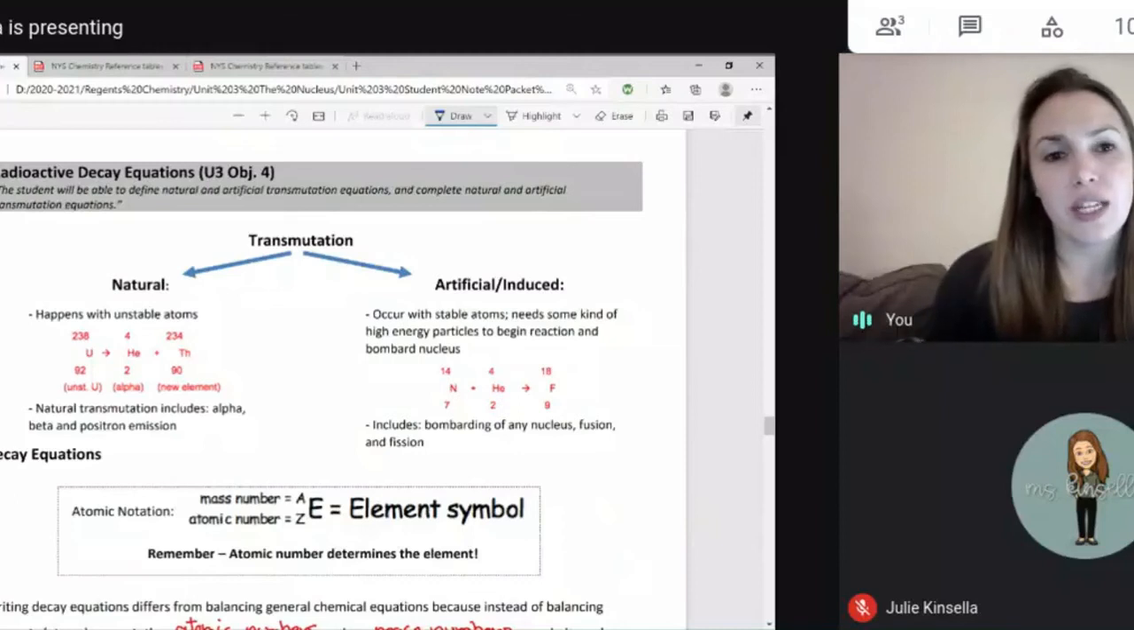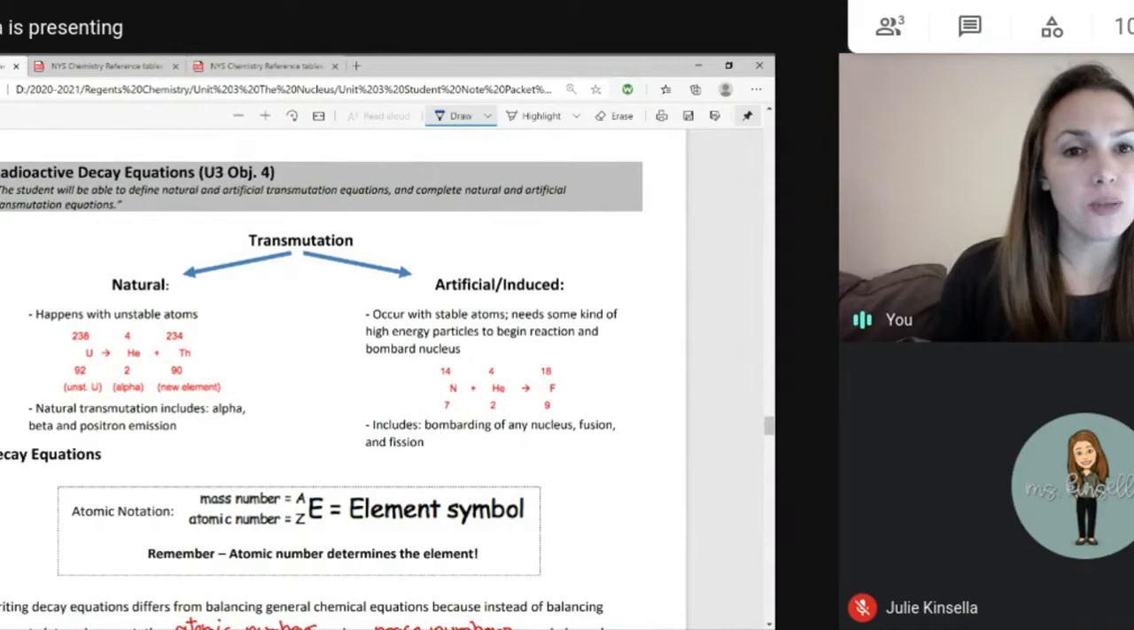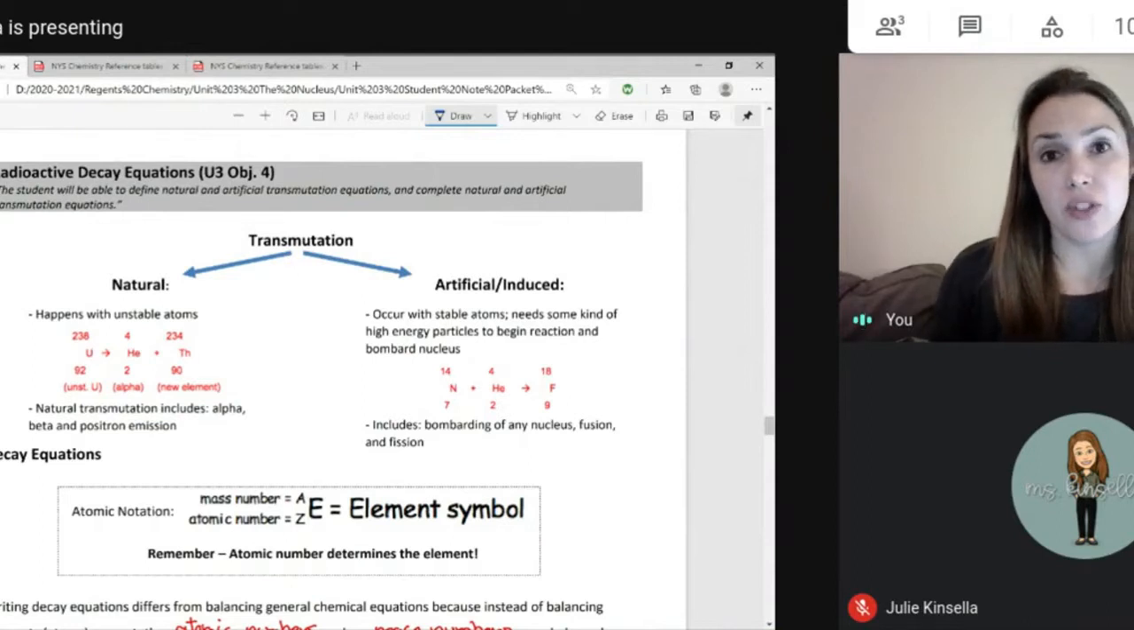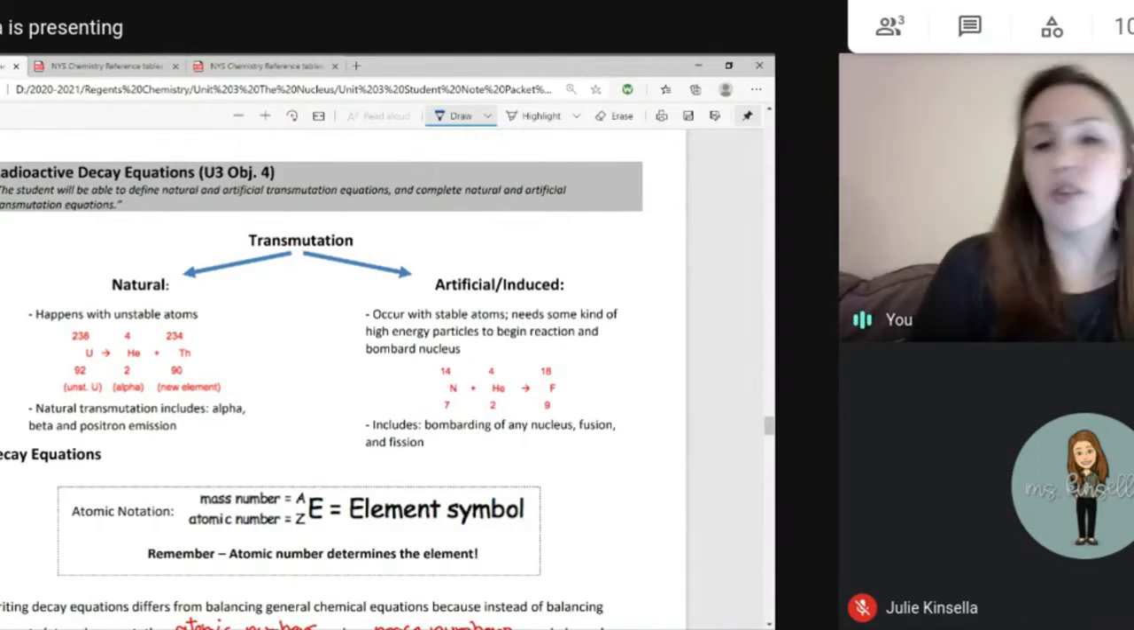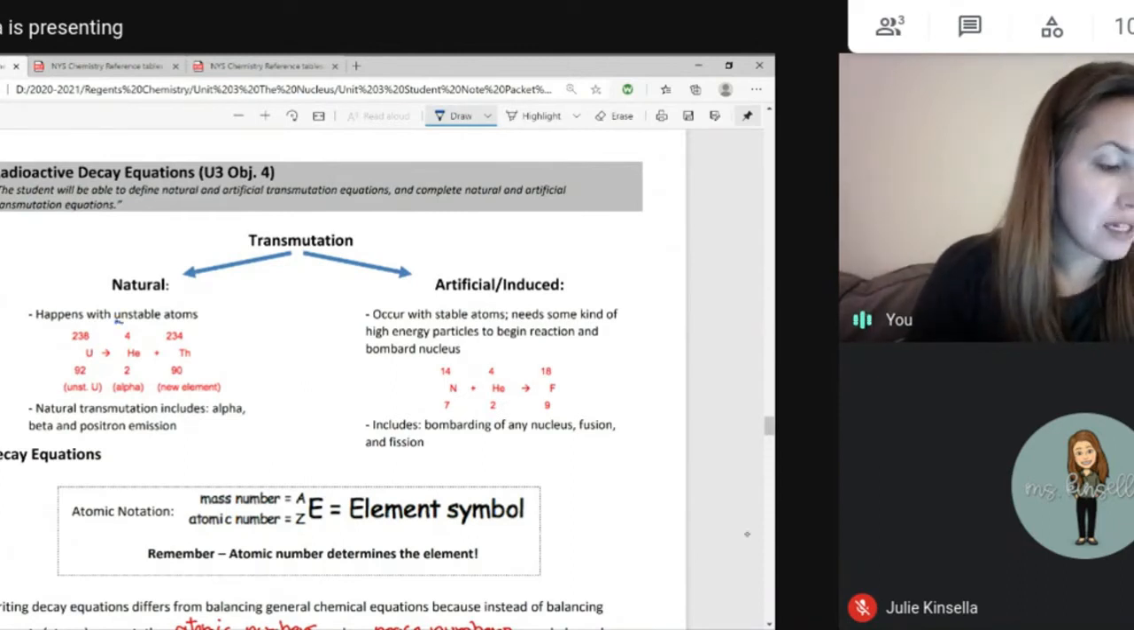Objective 4 here, which is going to be writing decay equations. We're mostly going to focus on natural transmutation, but we will do a few that deal with artificial transmutation. So first off, what's the difference between the two? Natural is always going to occur with unstable atoms.